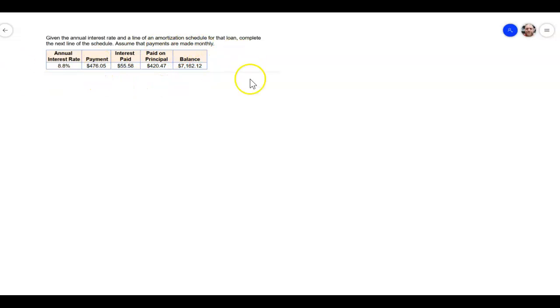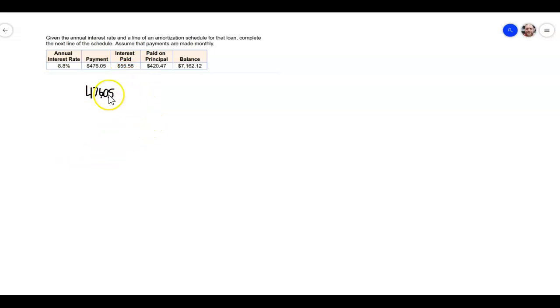So let's figure out how we go about doing this. First of all, we know what the payment is going to be because it's going to be the same payment each month. So let's write this in. Under the payment line, we're going to do 476.05 again. So 476.05 will be on the next line. There should be a period right there. All right.